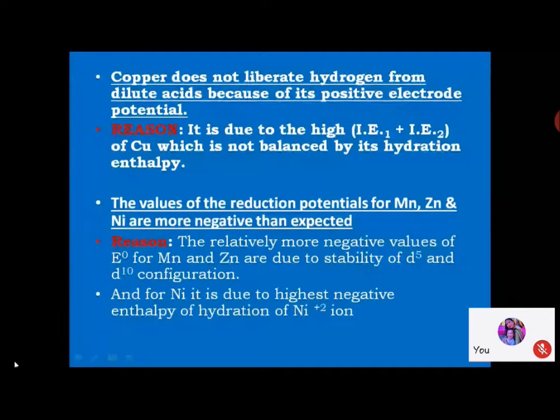Let this session be more interactive, please. Yes. Electronic configuration.